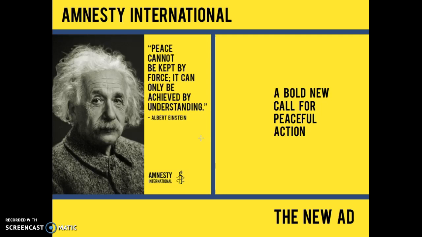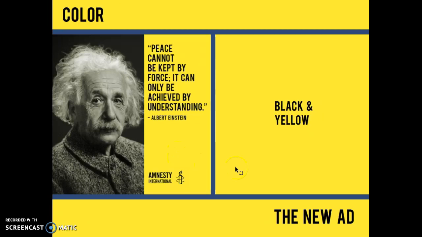I'm calling the new ad here that I created a bold new call for peaceful action, and we'll go in the same order of design principles, starting with color, moving to contrast, and finally to typography. Here we can see I've matched the dark colors of the black and white image as well as the text, and again using black for the logo, and all of this is put against the same yellow as the original ad to make it stand out.